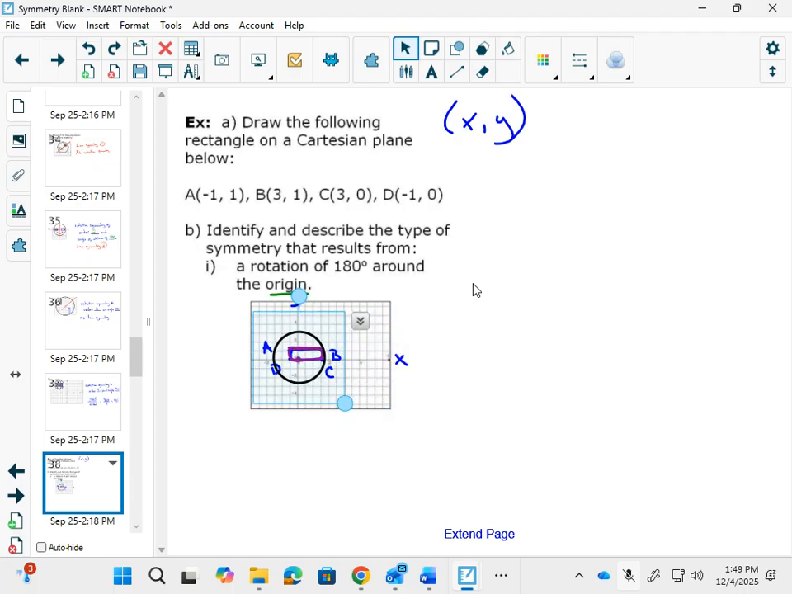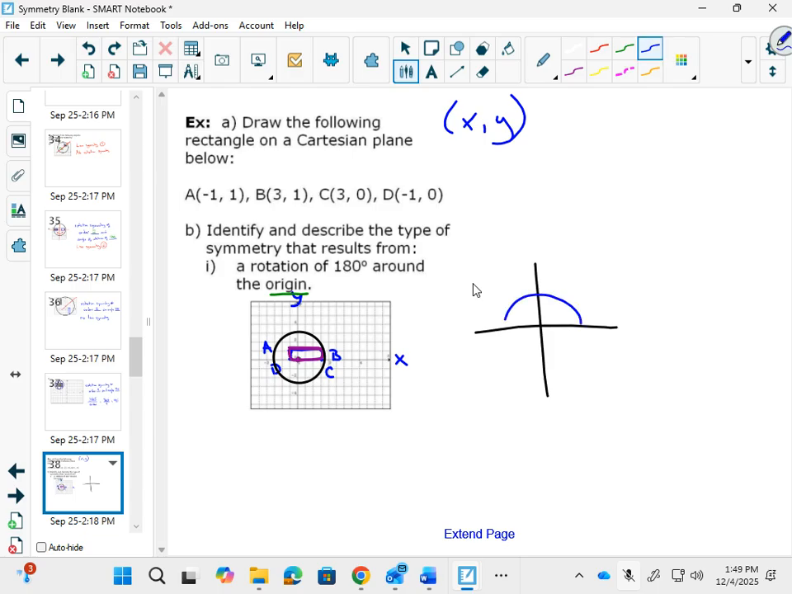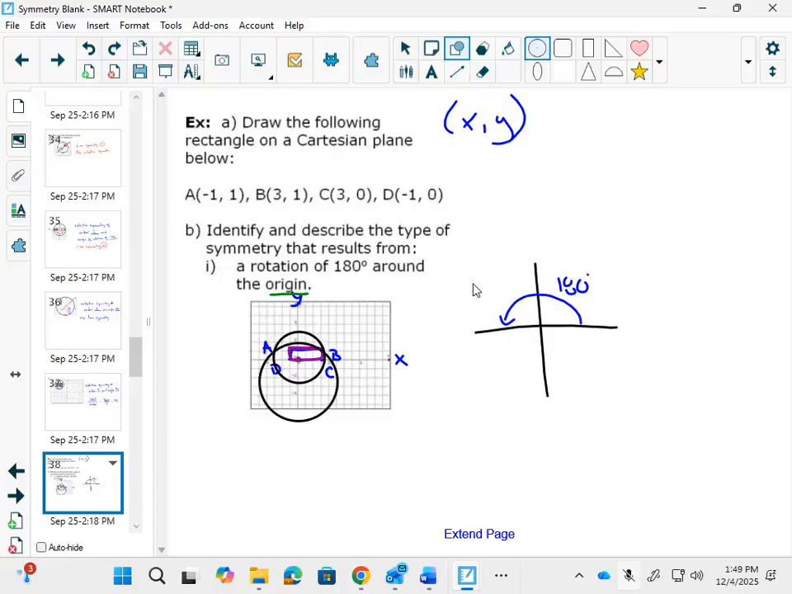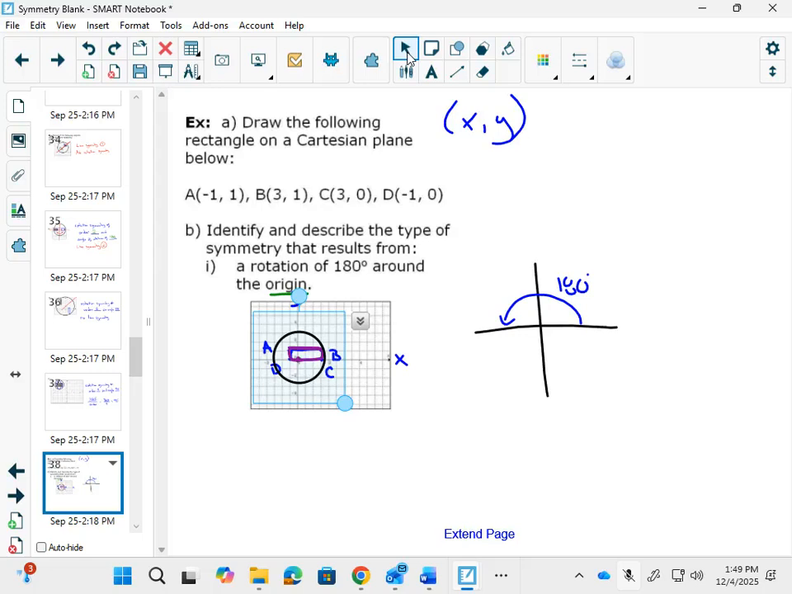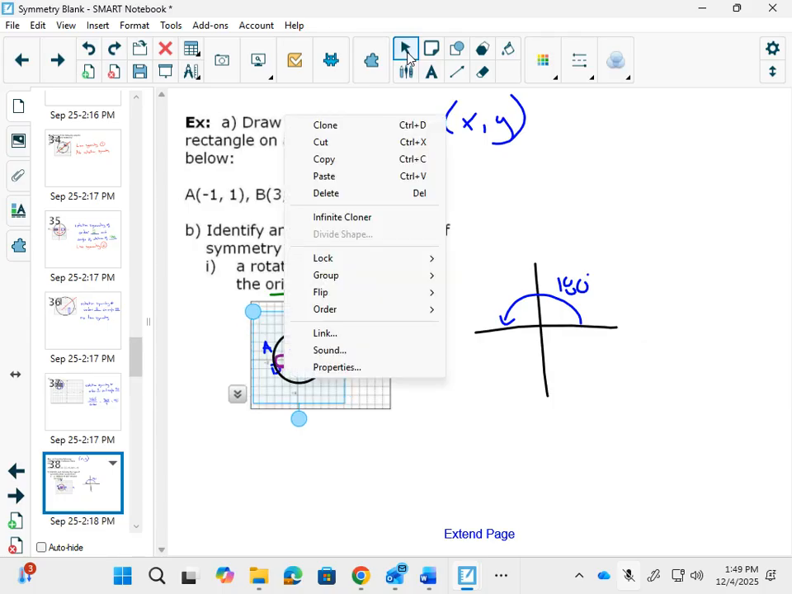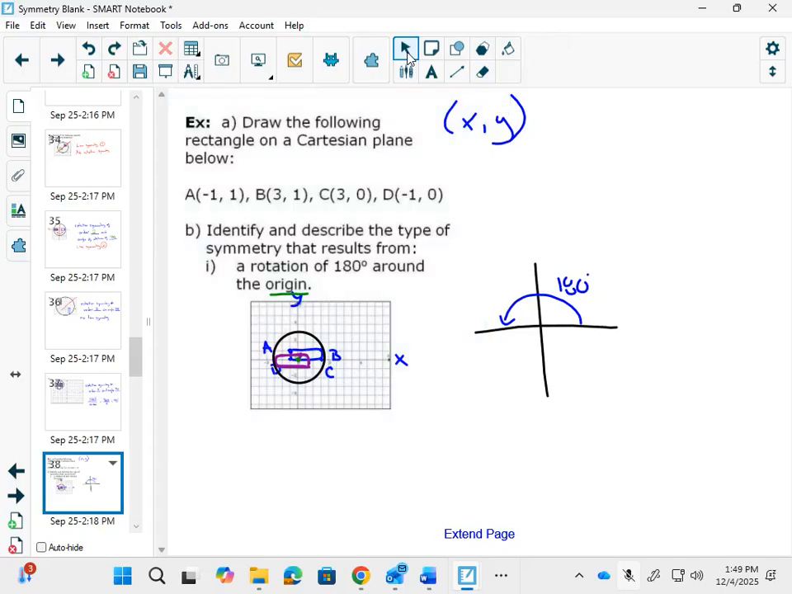Now we want to rotate it 180 degrees. In this case it doesn't matter whether it's clockwise or counterclockwise, as it would be the same. I go 90, 180. My shape was a little bit off, so I'll drag it down here. It should match up to there.